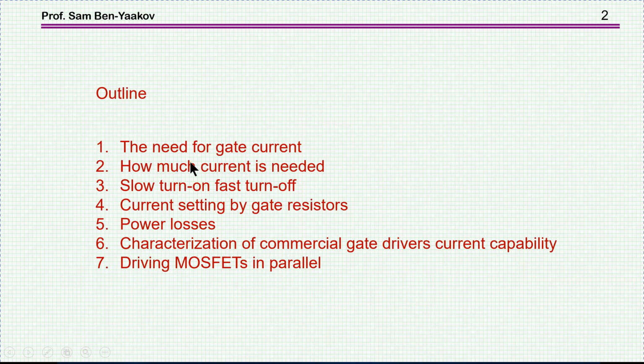So what's the outline in brief? First of all, I'll cover the need for gate current. A detailed discussion on this is in the video that I've referenced. And then how much current do we actually need? Slow turn on and fast turn off, current setting by gate resistors, the power losses of the resistors, characterization of commercial gate drivers' current capability, and driving MOSFETs in parallel.